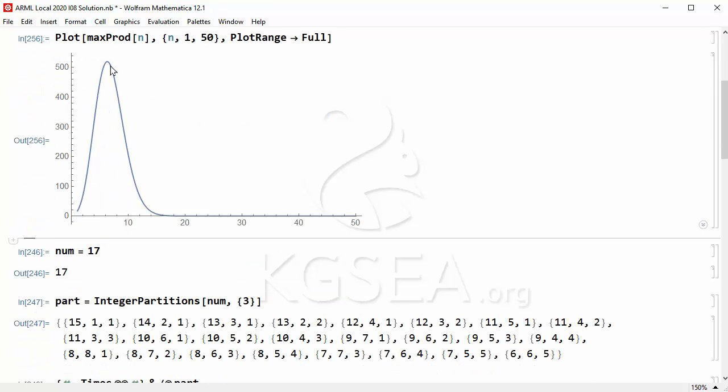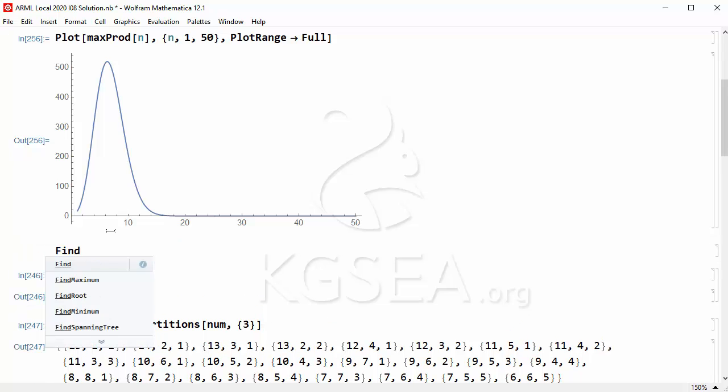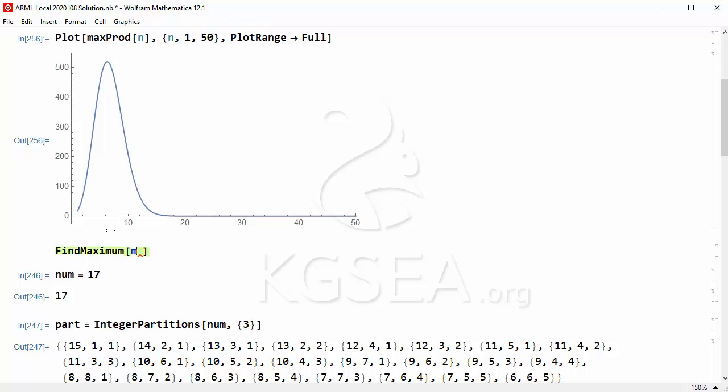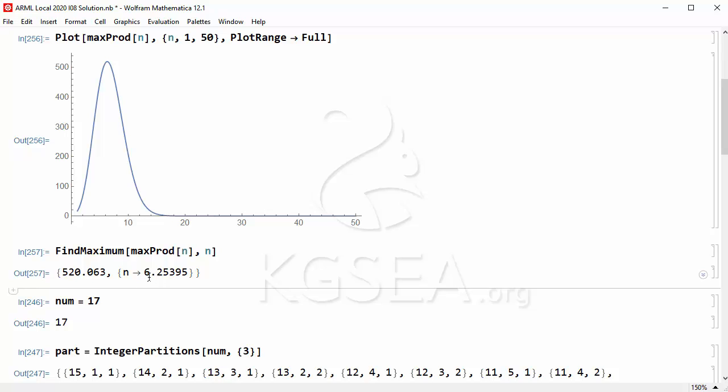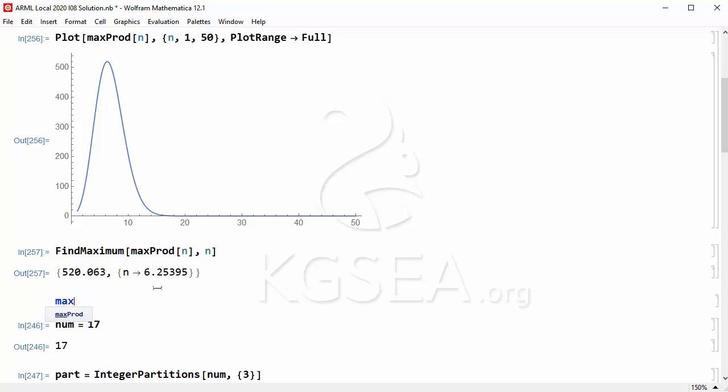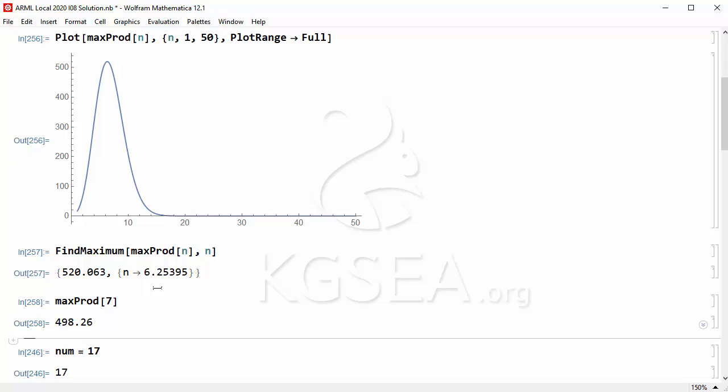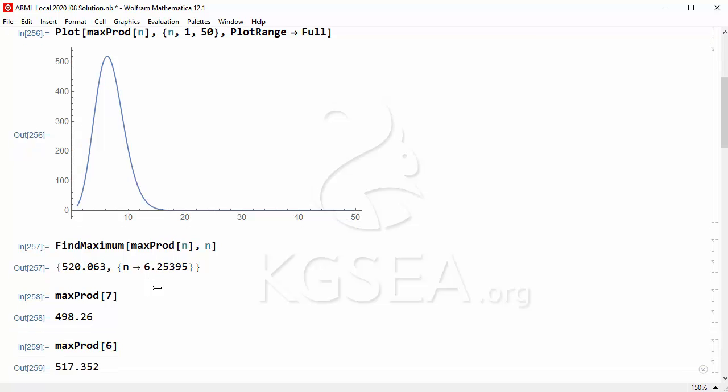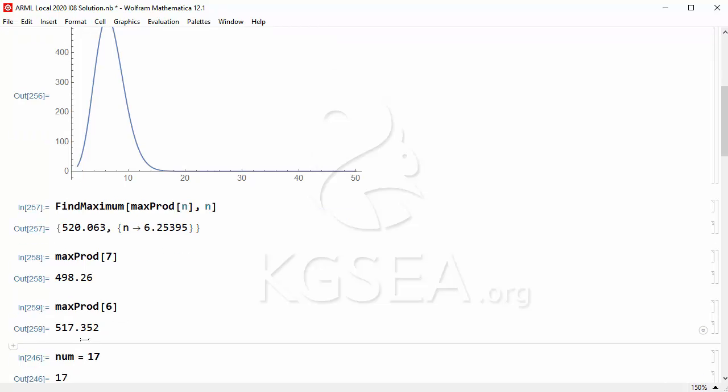Very intriguing. So what I will do is I will find out where the maximum is. Find the maximum of the function max product of n in terms of n. It tells me the maximum happens at n equals 6, and that's the highest number. But before we jump in and write down 521 as your answer, remember, we cannot split into a decimal number of pieces. It has to be an integer. So it has to be either 6 or 7. Let's see who's higher. So max product of 7 or 6. Oh, 6 is far higher. Okay, so we go with 6 here.